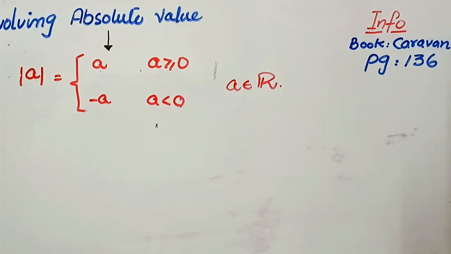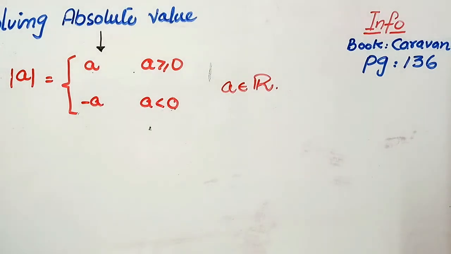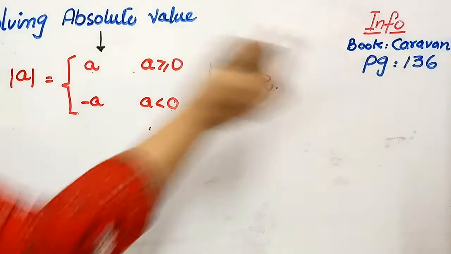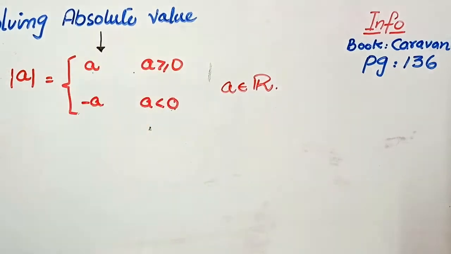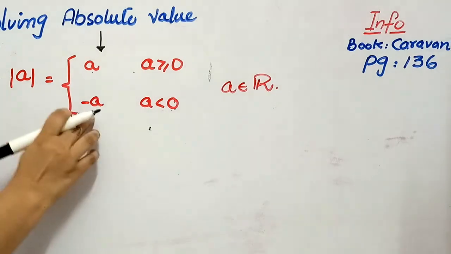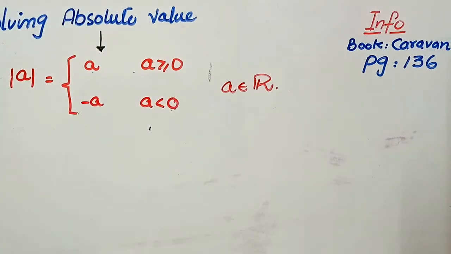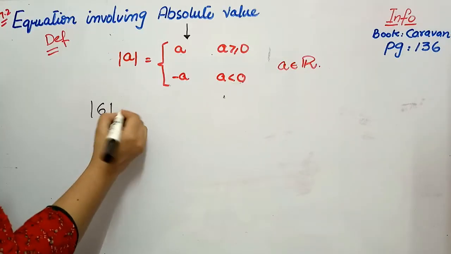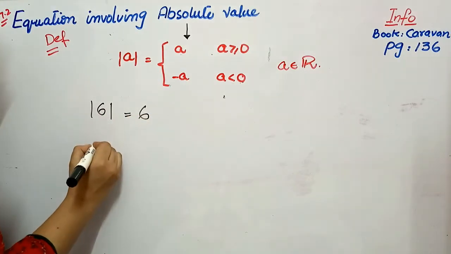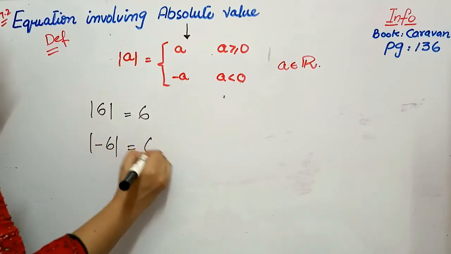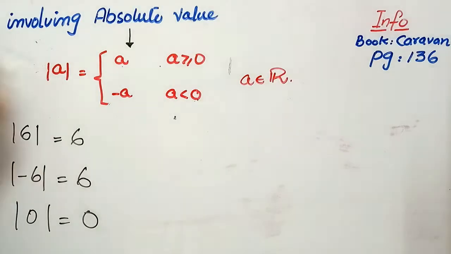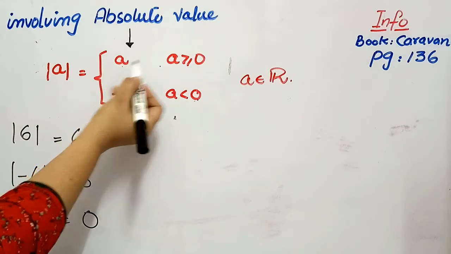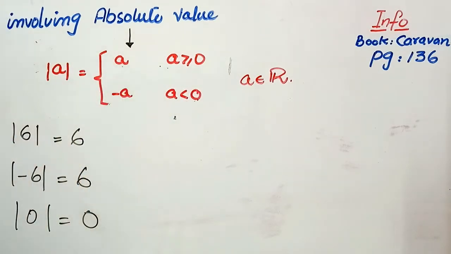The mathematical and bookish definition is the definition written in your book, Karwan, page number 136. The modulus of A is equal to A if A is greater than or equal to 0, and it will be equal to minus A if A is less than 0. But in my previous slide, I told you that the absolute value of 6 will be 6, the absolute value of minus 6 will again be positive 6, and the absolute value of 0 is also 0. In this definition I am telling you that if A is greater than or equal to 0, it gives me positive A.